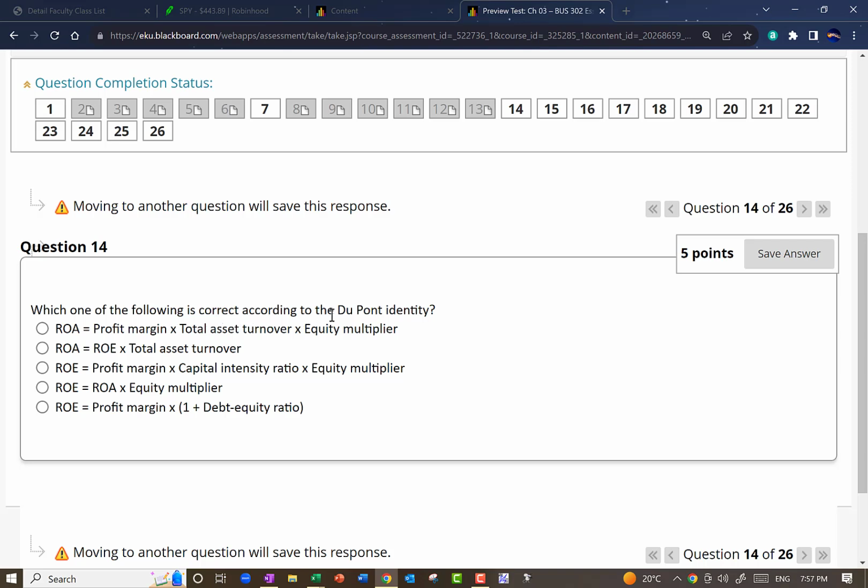Which of the following is correct according to the DuPont identity? Remember, ROE is profit margin, total asset turnover, and equity multiplier. If you don't remember what capital intensity ratio was, that's the reciprocal of total asset turnover. So ROE is profit margin times EM? No. ROE is ROA times equity multiplier, that is true. This is definitely not correct. That's definitely not correct. And this should be ROE.